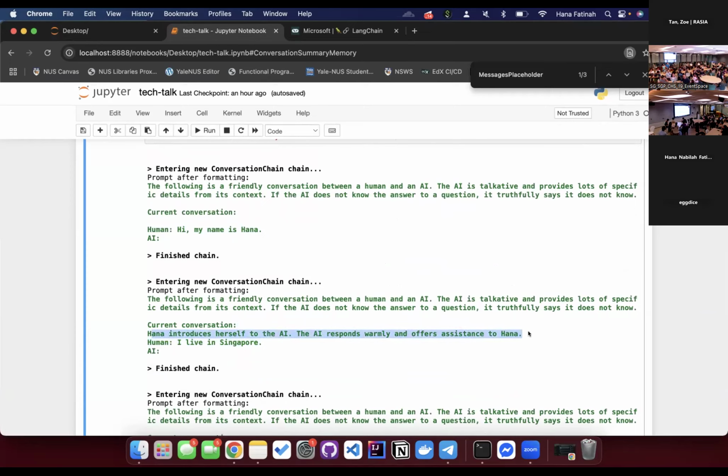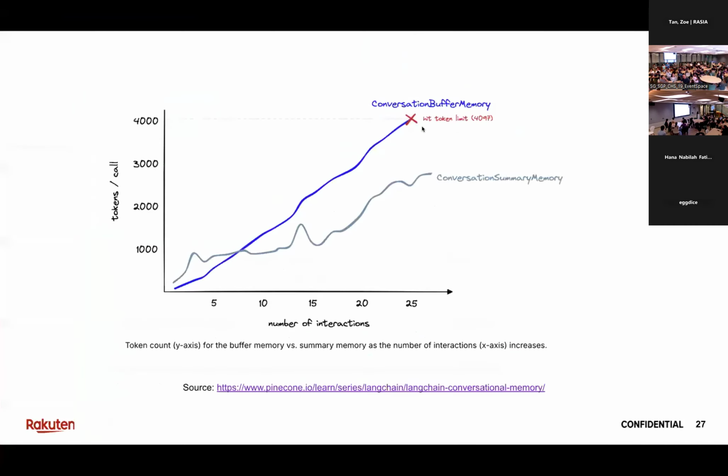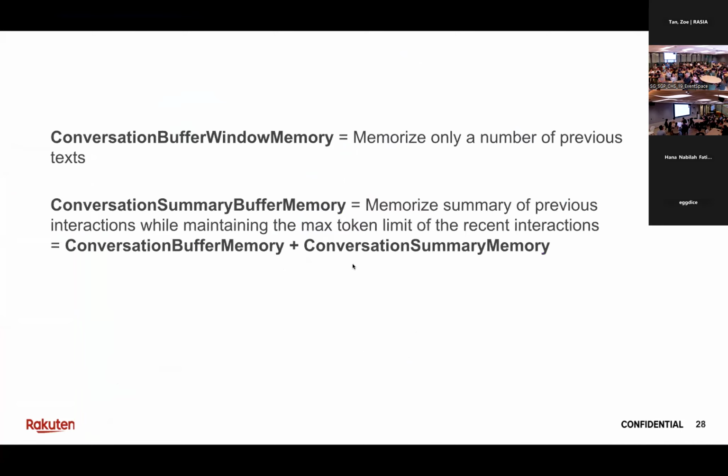Because they add more words, they add more tokens. So when we have a short conversation, actually the tokens per call is higher. But over time, the longer the conversation is, the tokens per call will be reduced. Yeah, so that's for conversation summary memory.